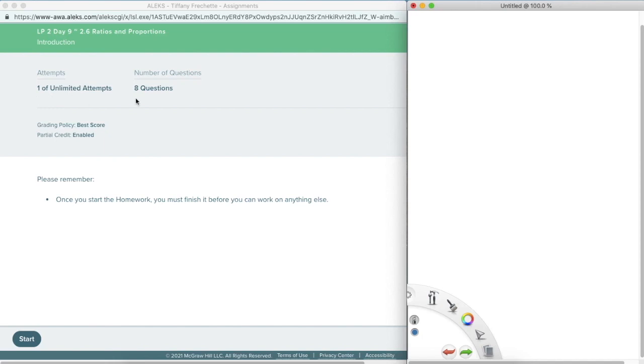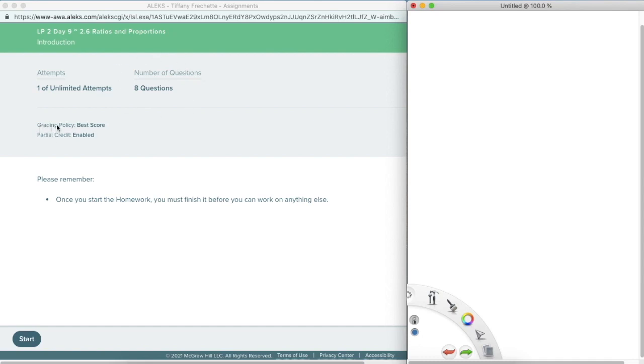Unlimited means I can come in here and try this assignment as many times as I would like. I need to submit it every time I come in. I'll talk about that in a minute. This particular assignment has 8 questions on it. They'll have anywhere from 1 to 10 questions. So just be aware of the number of questions there.